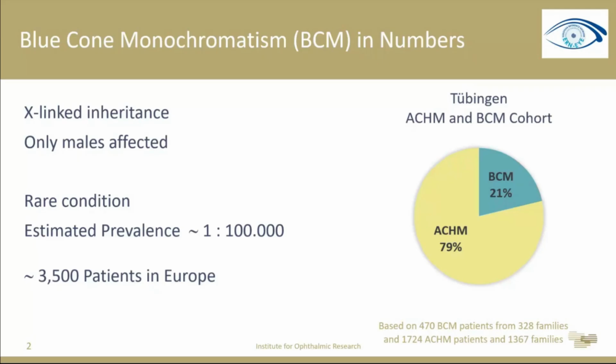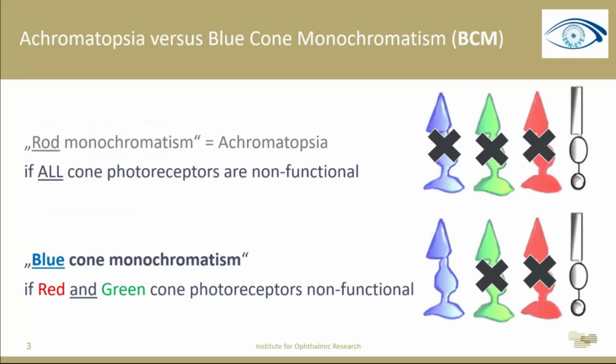And we already heard that it is an X-linked condition. Mainly male subjects are affected, but we are well aware of the one or other family where females also present with a cone dystrophy phenotype. We think this is likely due to skewed X-inactivation, but this has not been studied. As said, it's a rare disease with a prevalence of about 1 in 100,000. That means that in Europe, we should have about 3,500 patients, but the numbers that we have are much, much lower. So blue cone monochromacy, or from now on, I will call it BCM.